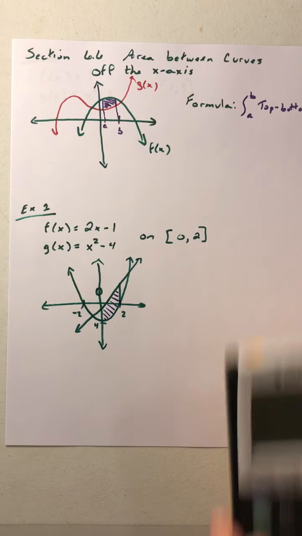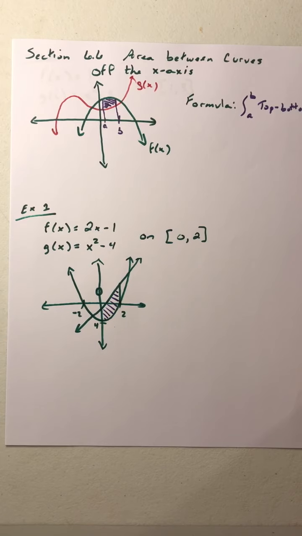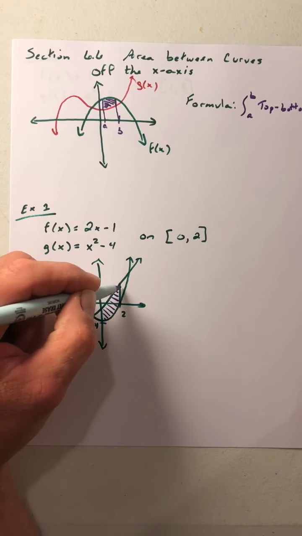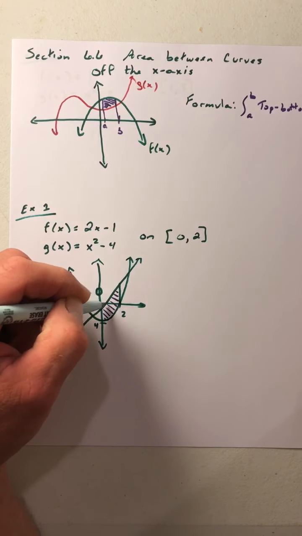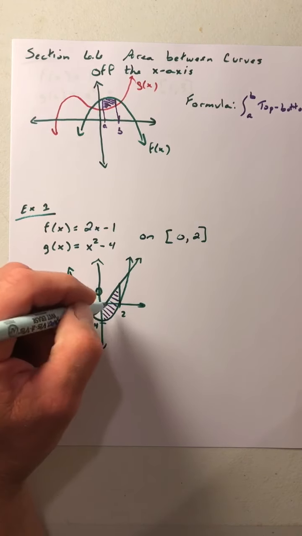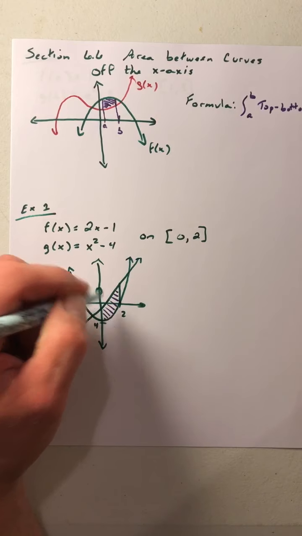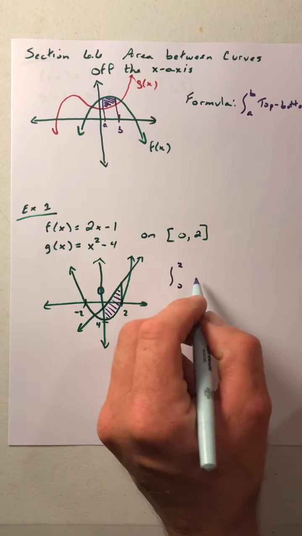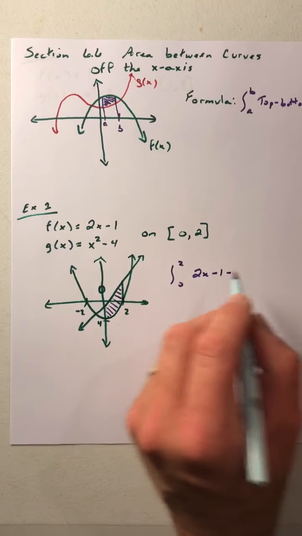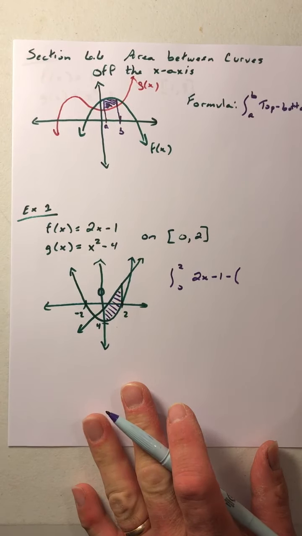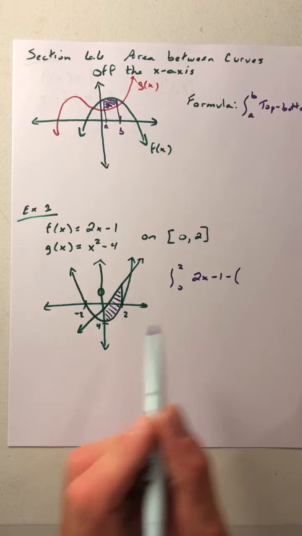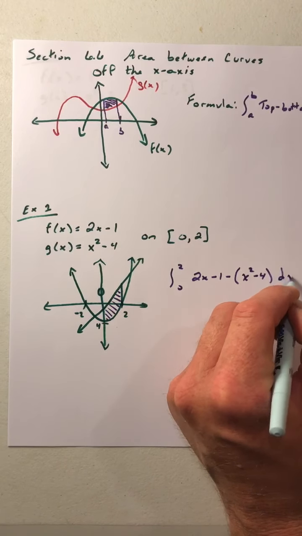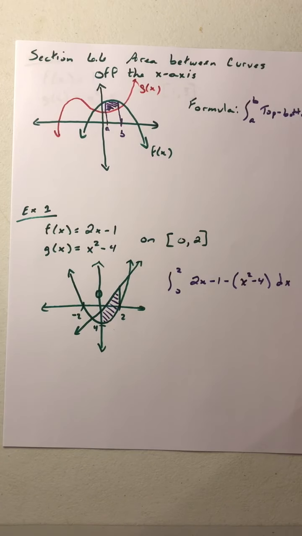So again, we're going to take the top curve minus the bottom curve. In this region, which one has higher y values as we move across the x-axis? That's going to be this linear function, 2x minus 1. So I'm going to integrate from 0 to 2 of 2x minus 1 minus that bottom curve, g of x, which is x squared minus 4. And it's in terms of x, so we have our dx at the end.